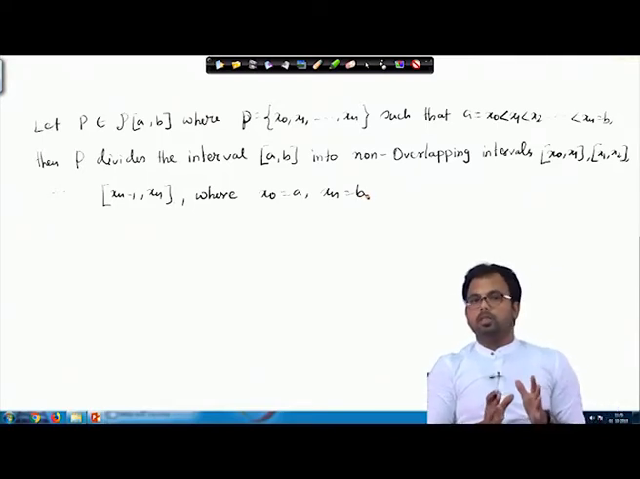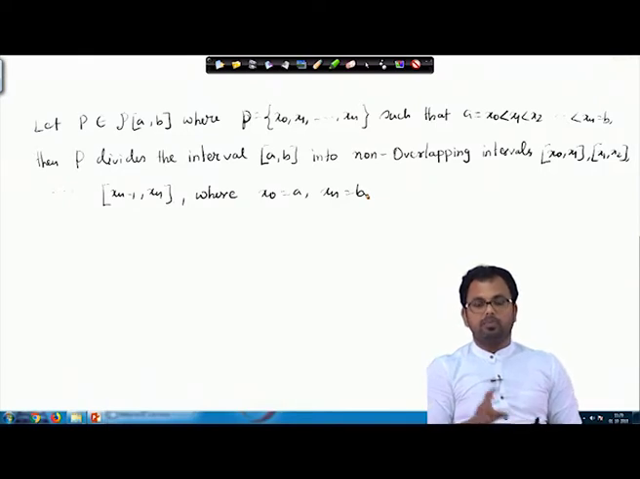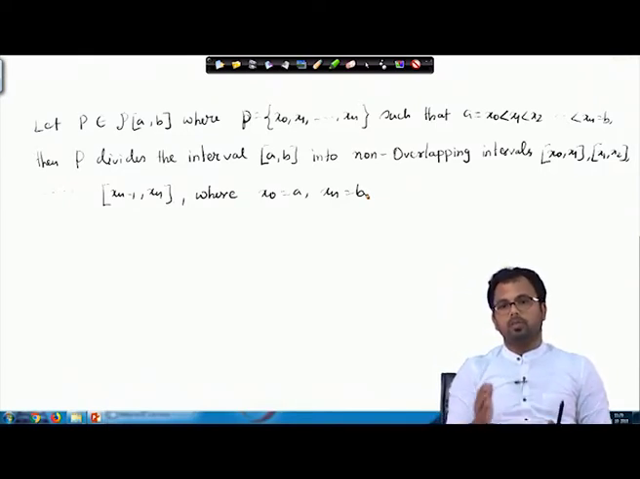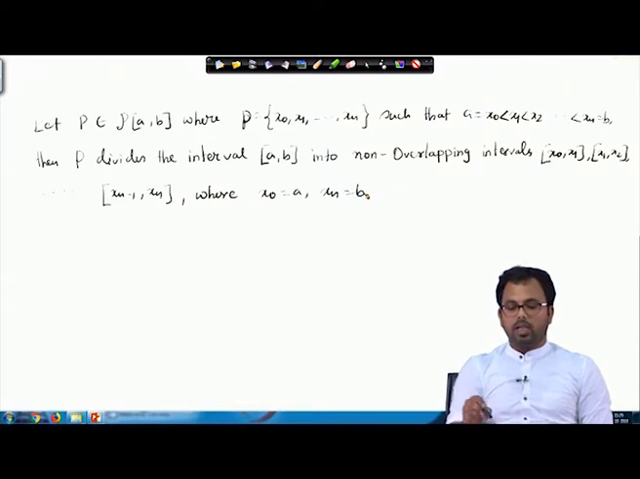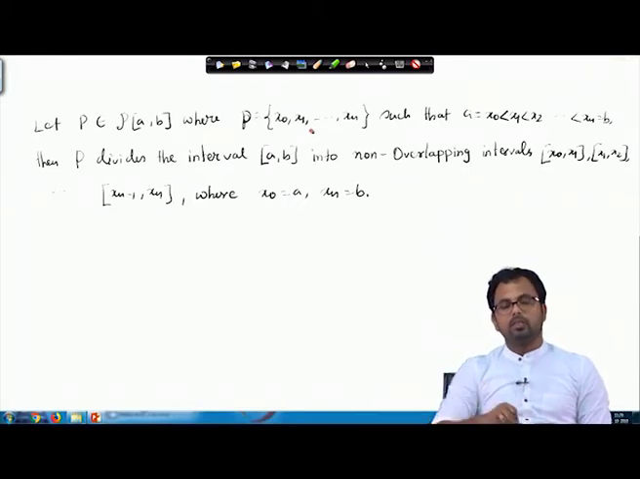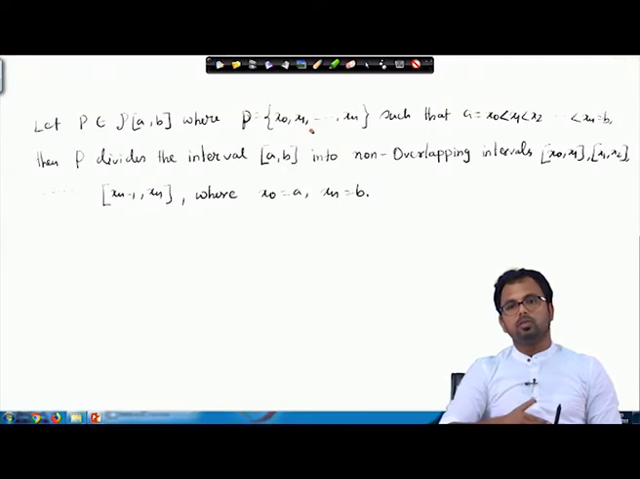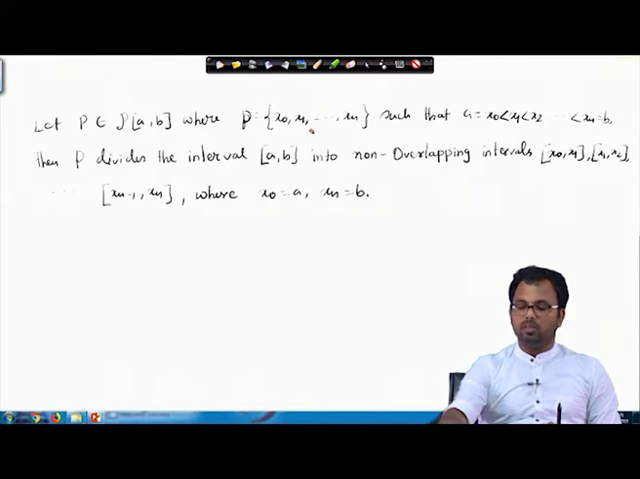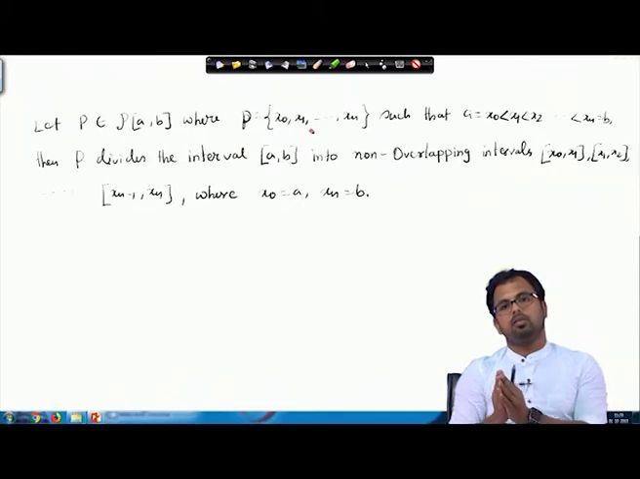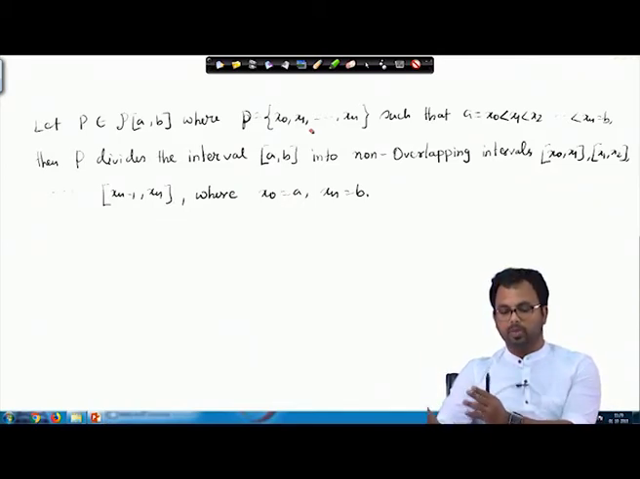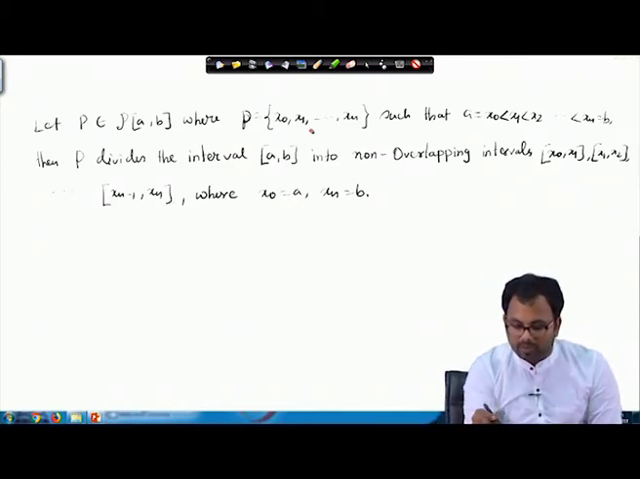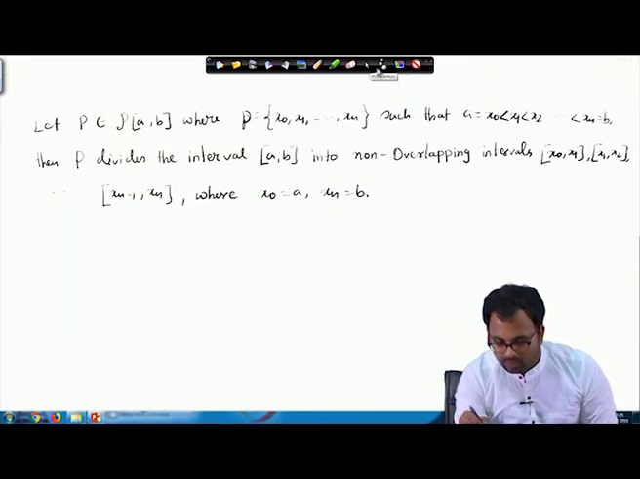So, if we consider a partition P of this interval a comma b, which is basically our given closed interval, and if this partition P is defined by this set x0, x1, x2, x3 up to xn, then this P will divide this closed interval into non-overlapping subintervals. So, if you take the union of these subintervals, then you will basically get your closed interval a comma b.